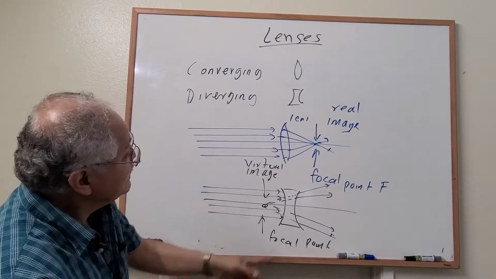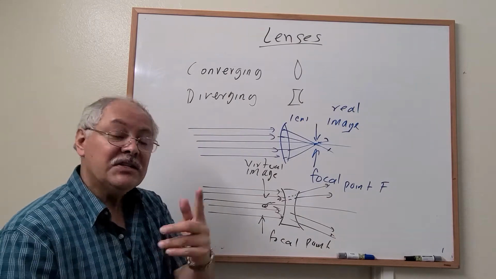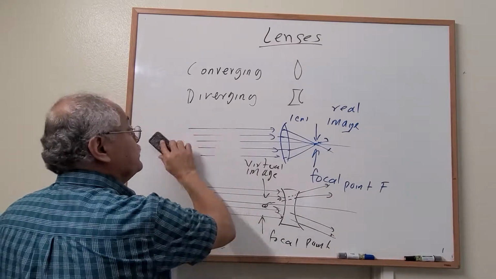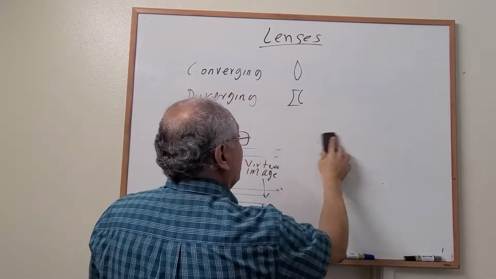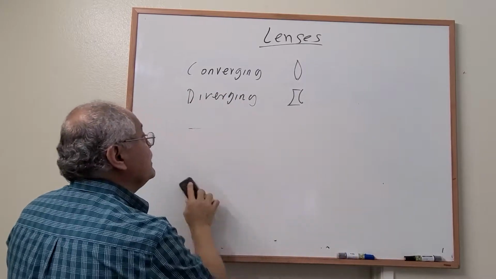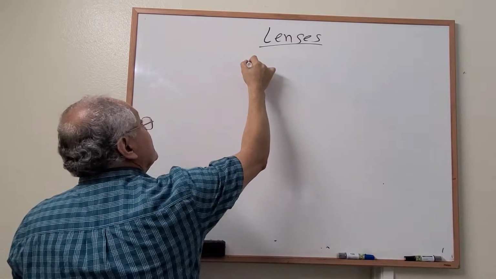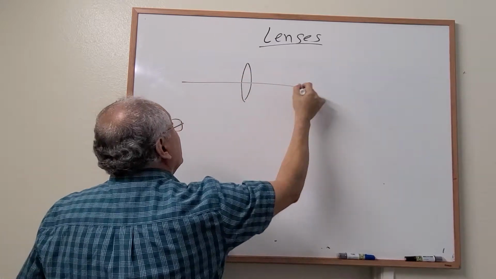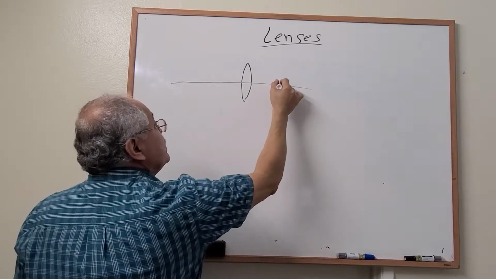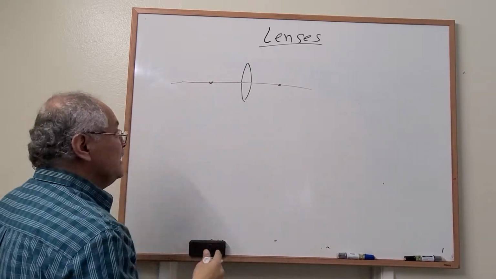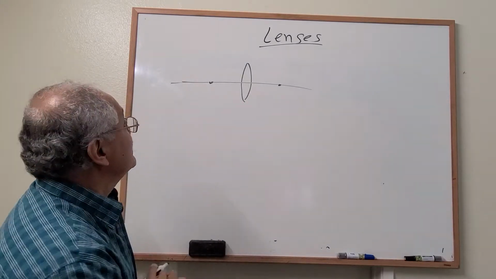But in general, this lens can actually also create a virtual image. Let's do it. Imagine that we have a converging lens like this, correct? And for this case, we have a focal point. You already found focal points, right? Because it's a double convex, we have two focal points, correct?